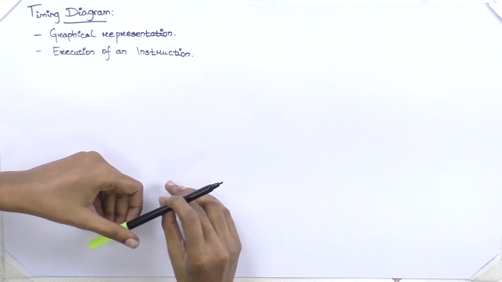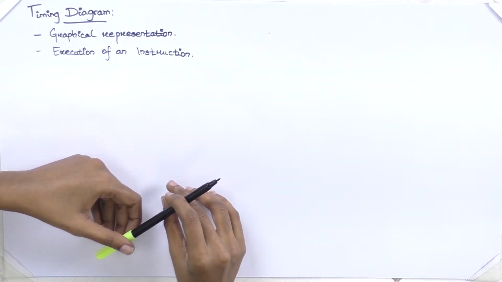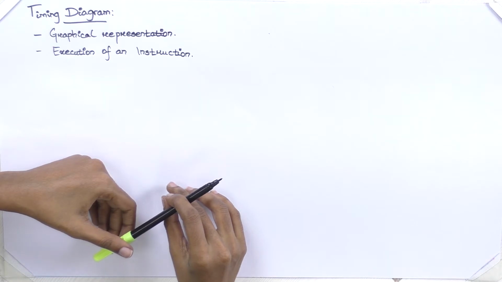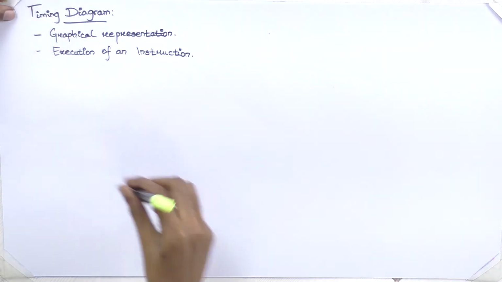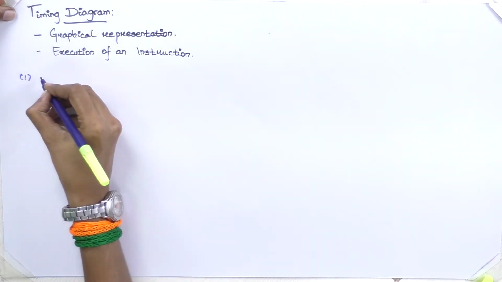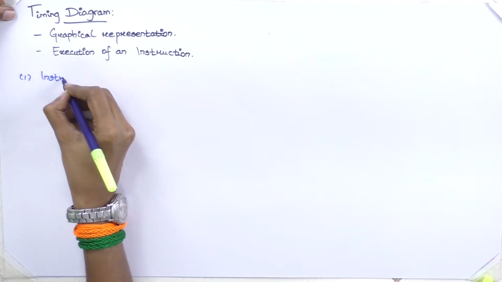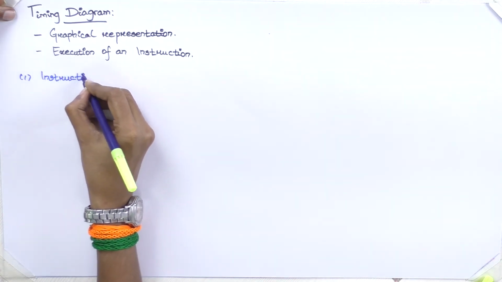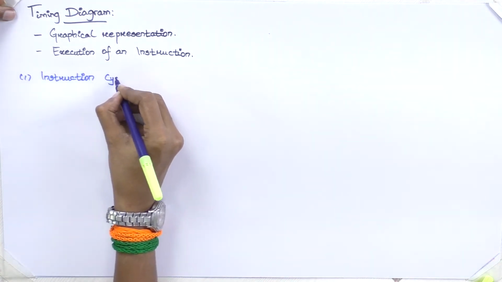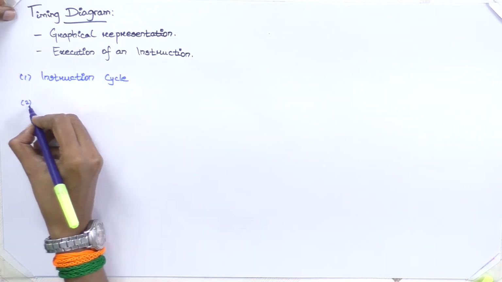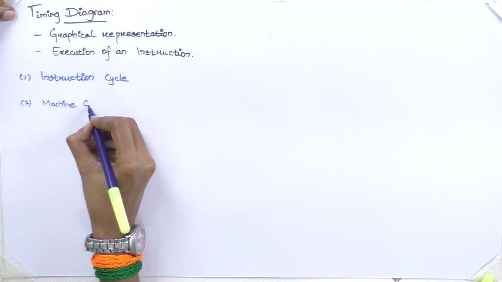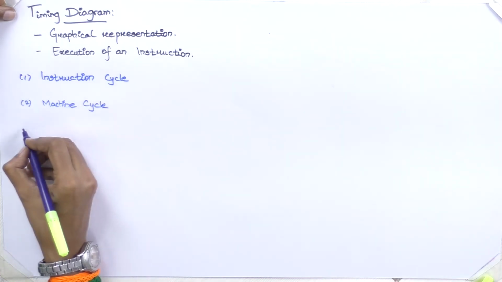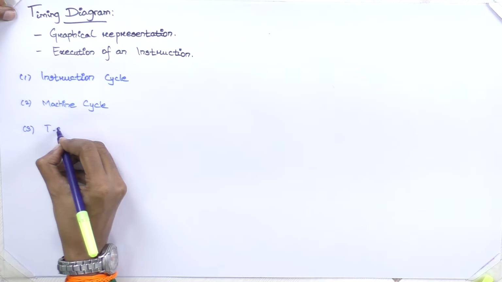So before we see the timing diagram, we should know the important concepts of timing diagram. We will see it one by one. So first thing is instruction cycle, and second thing is machine cycle, and third thing is T state.